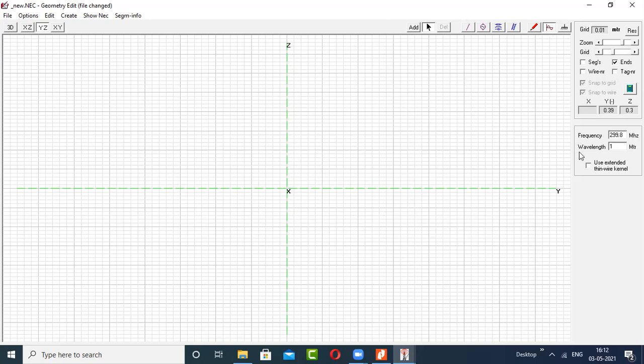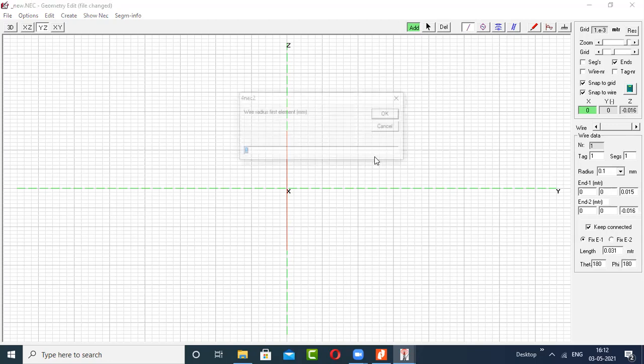Any frequency of your choice. Here I will take 3 gigahertz, suppose. So 3000. So the wavelength comes around 0.1 meter. Here it is 0.09999 meter, right? 0.1 meter. So a dipole means what? Half of that, right? So I will select this wire, then add, and randomly place it along the Z axis. Radius I will start from 0.25.